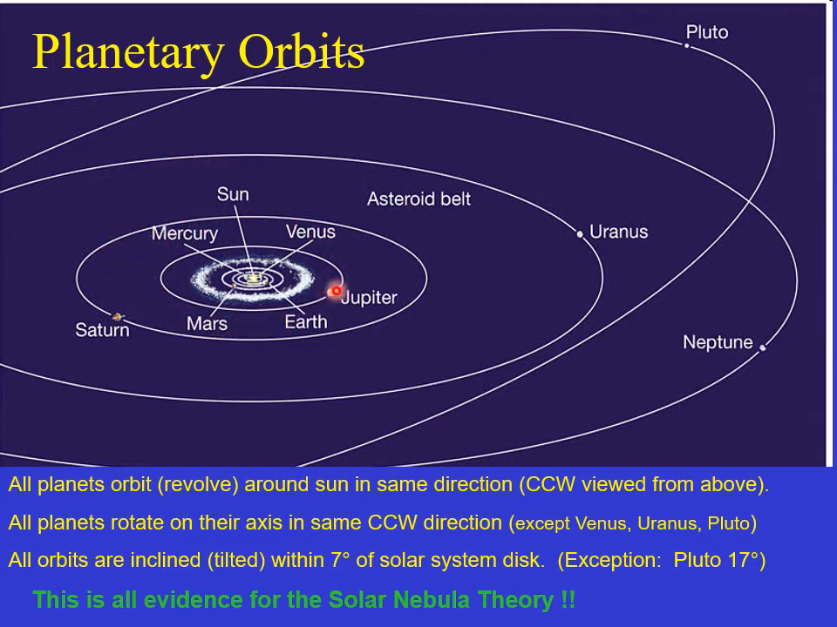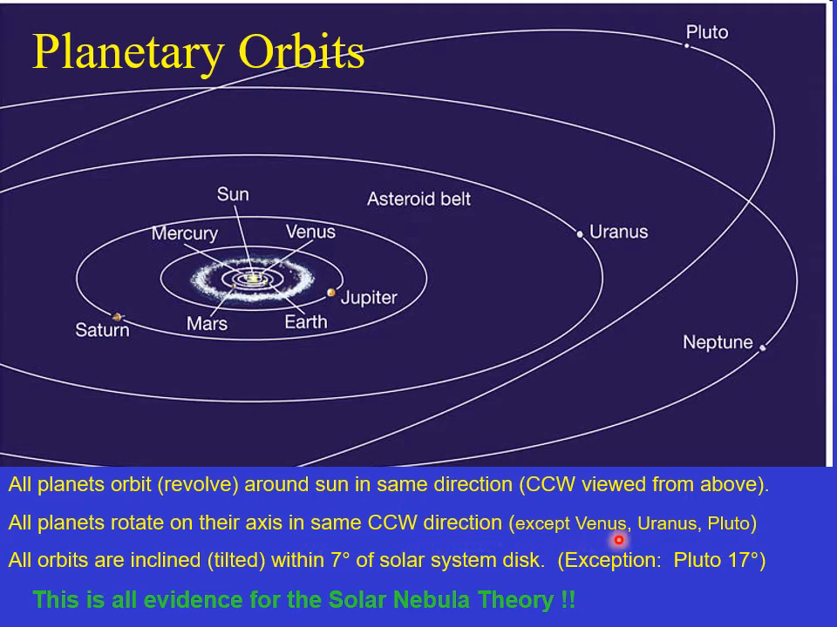The reason for that is all of these planets formed from the same solar nebula cloud. And remember, that cloud was rotating, so that initial rotation is preserved when the planets form. Otherwise, we would see random directions of the planets. All of the planets rotate on their axes in the same counterclockwise direction.